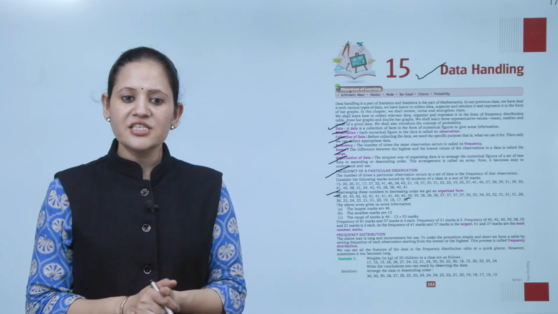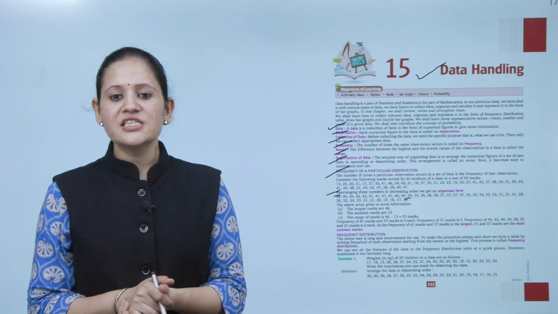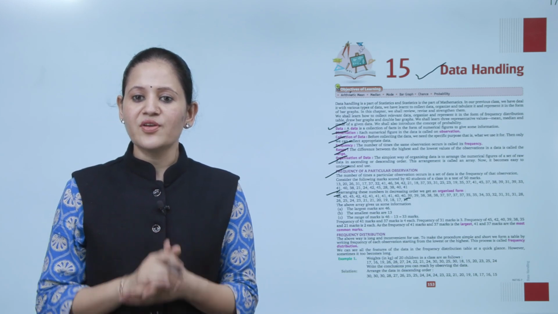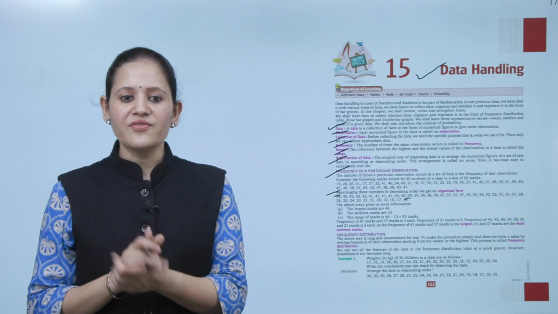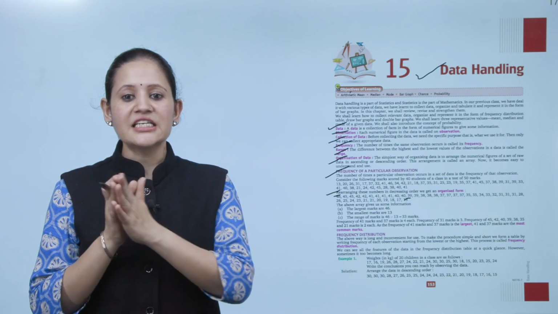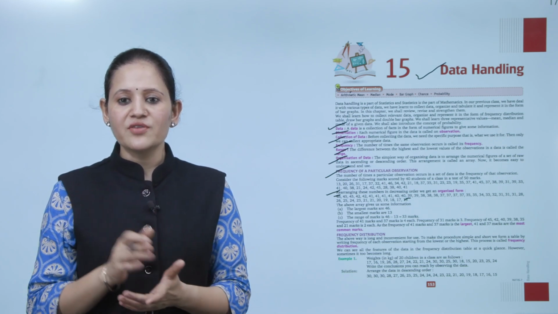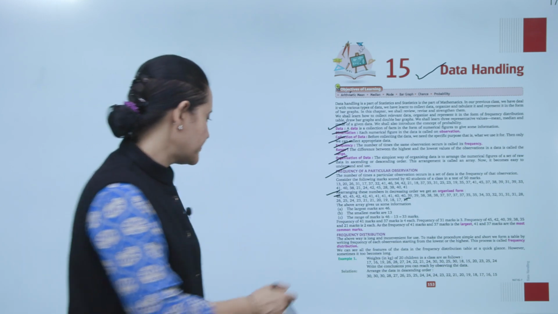Frequency of 41 marks and 37 marks is 4 each. Frequency of 31 marks is 3. Frequency of 45, 42, 40, 39, 38, 35 and 21 marks is 2 each. As the frequency of 41 marks and 37 marks is the largest, 41 and 37 are the most common marks. Clear?